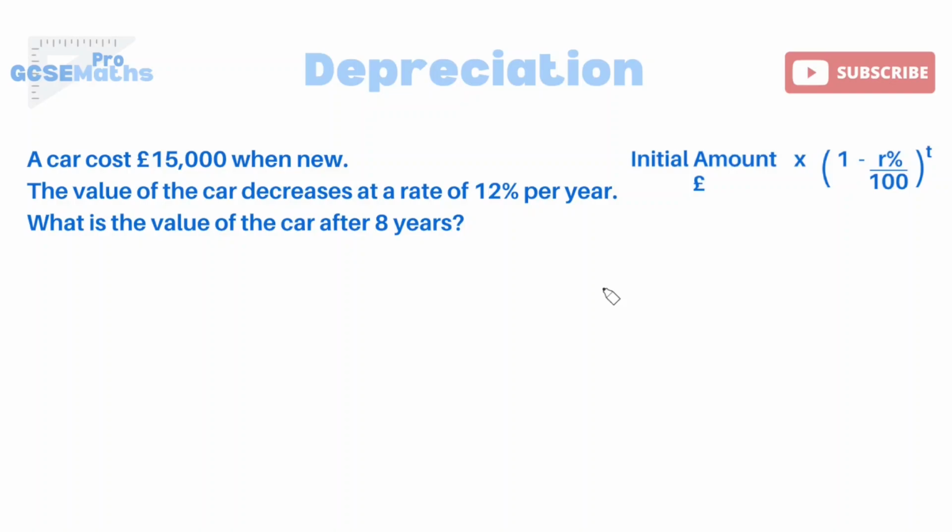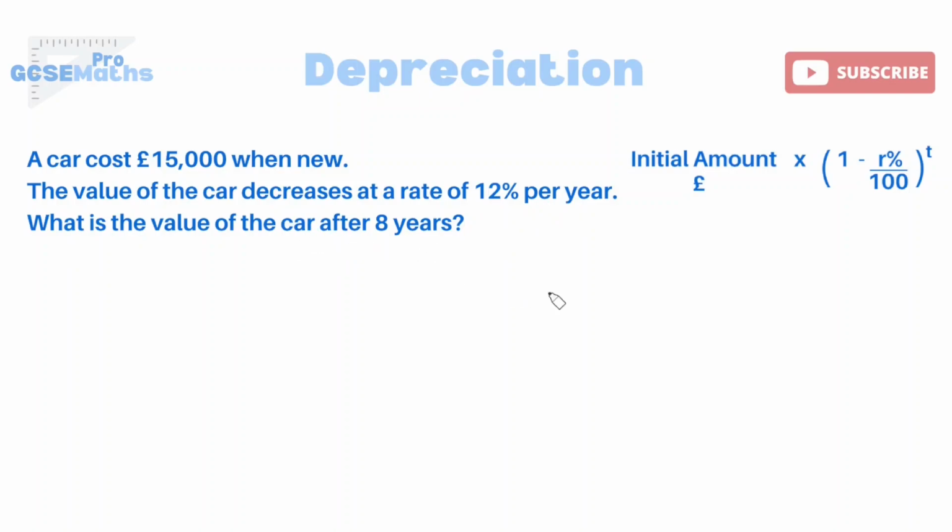Or the other scenario that you might see is something about a leak, or the rate at which water comes out of a pool or a water tank. So again, it's still decreasing. The point is we have some kind of rate, some kind of percentage per year, month, hour, day, whatever it is. So here we've got a car that cost £15,000 when new. The value of the car decreases at a rate of 12% per year. What is the value of the car after 8 years?